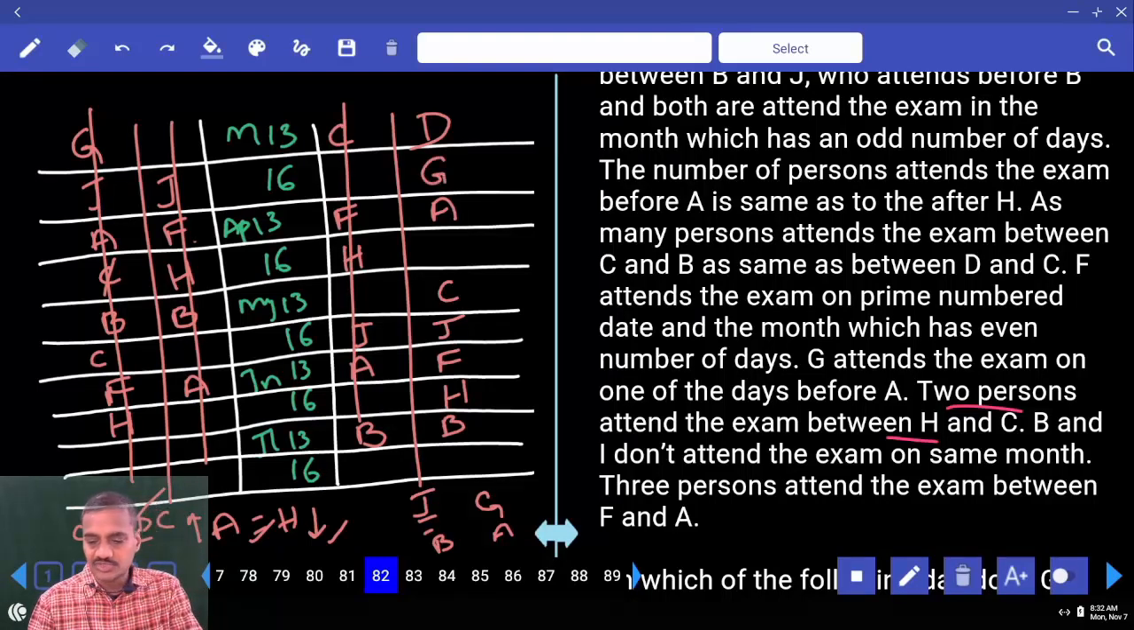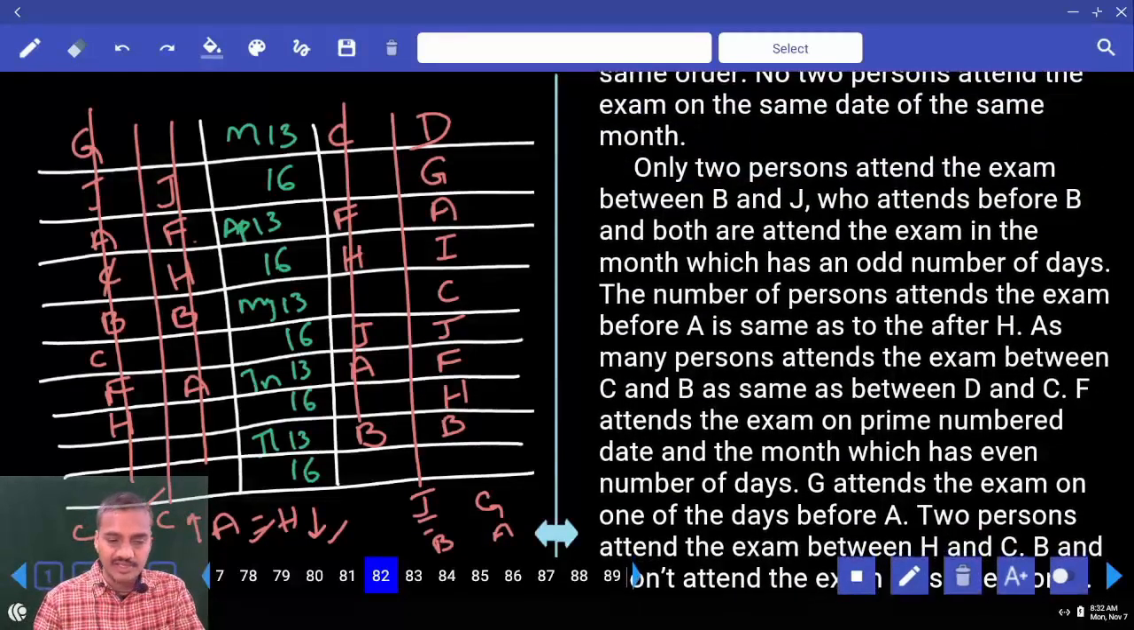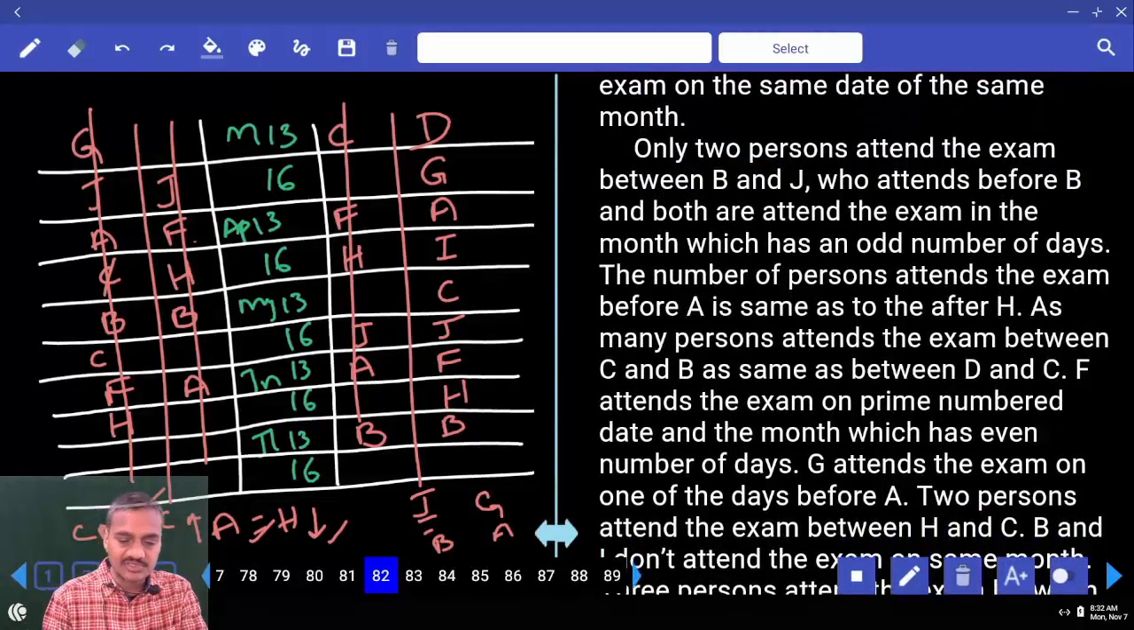And coming to this one, B and I do not attend the exam on the same day. Hence I cannot be here, I is here. Now if I is here, who is the person left over? Among A, B, C, D, E, E is the person left over, E must be this one.